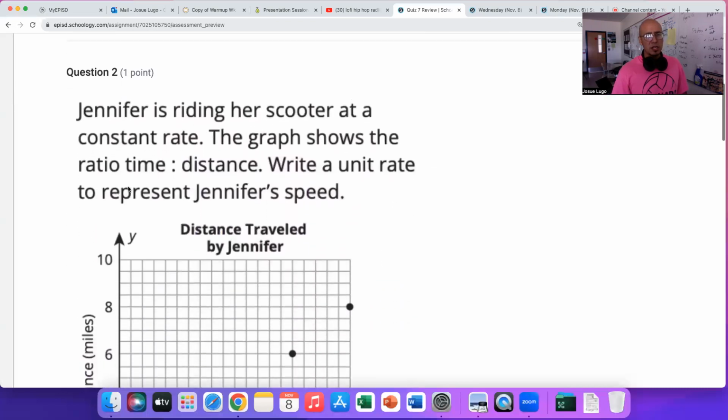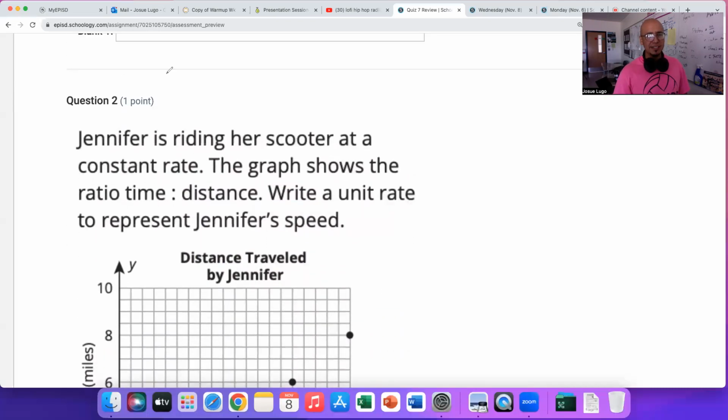Number two. Jennifer is riding her scooter at a constant rate. Okay, so that's a proportion. The graph shows the ratio of time and distance. Write a unit rate to represent Jennifer's speed. Now, guys, remember that a unit means one.